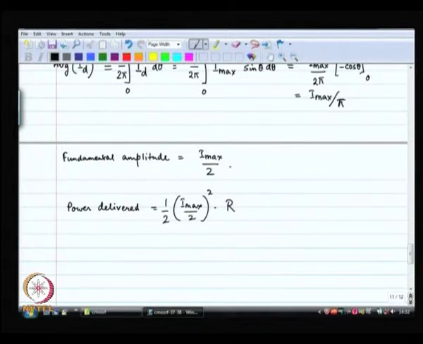Now, what is this r? R antenna. Is there any relationship between R antenna, I max and the power supply?